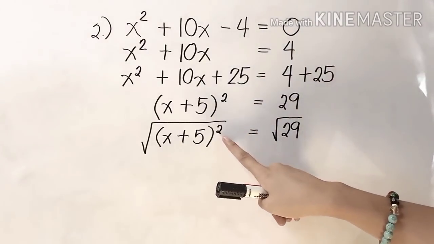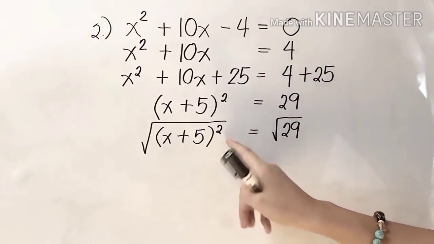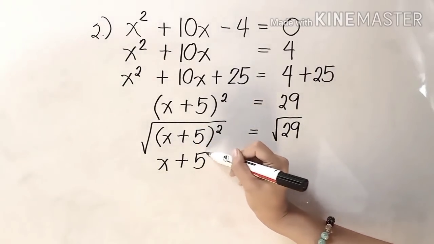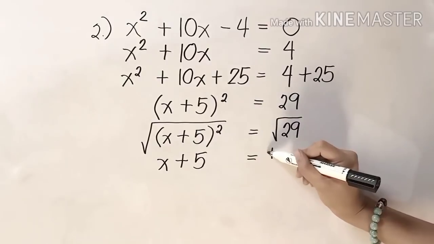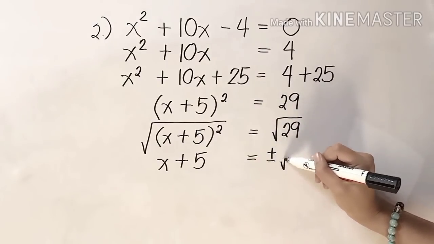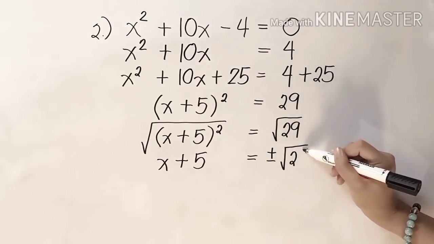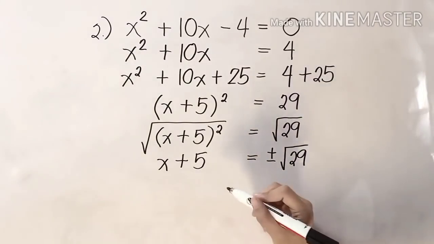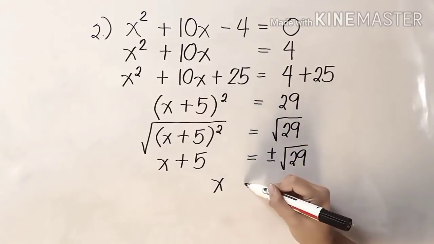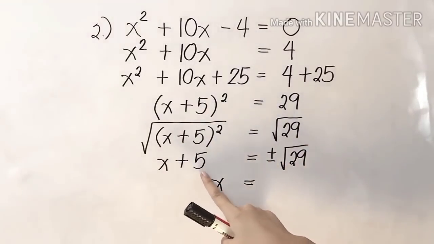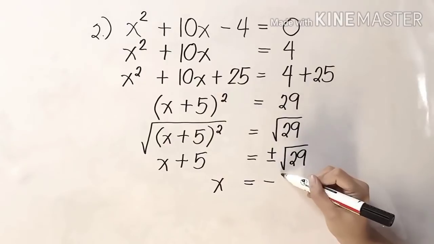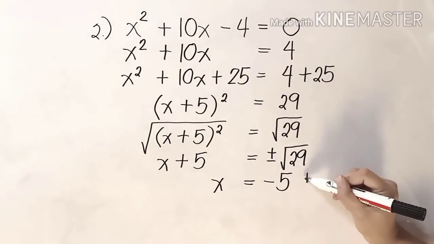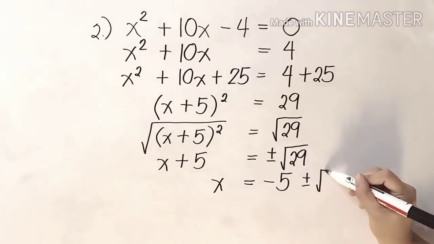Now, since the exponent and the square root cancel, we will be left with x plus 5. On the other side, plus or minus the square root of 29, since 29 again is not a perfect square. Therefore, our x will be, transposing this one, negative 5, and simply copy plus or minus the square root of 29.